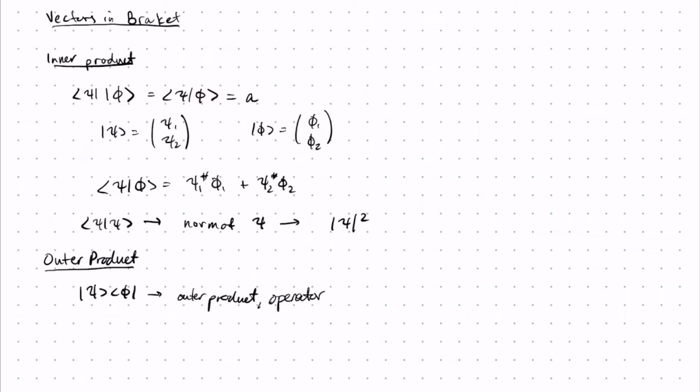So pay special attention that the inner product results in a scalar, and the outer product results in an operator. And these behave completely differently, so we have to keep this straight. Okay, the next thing we need to talk about are linear operators.